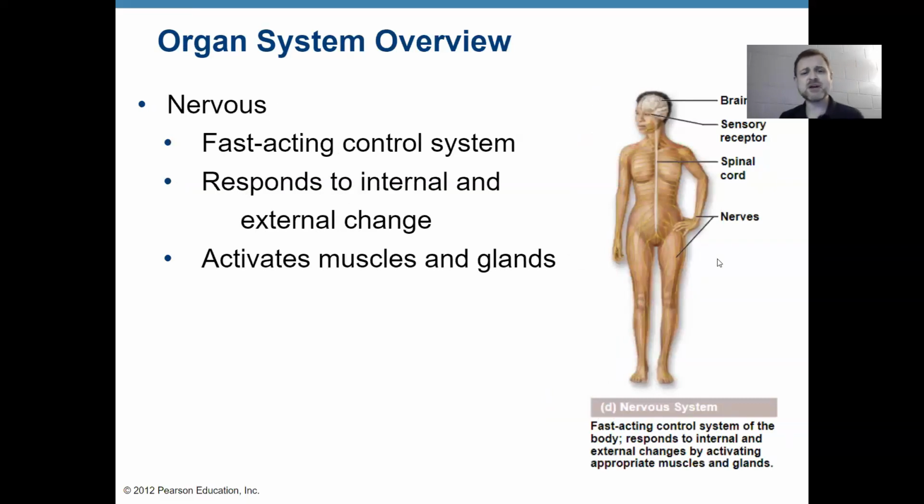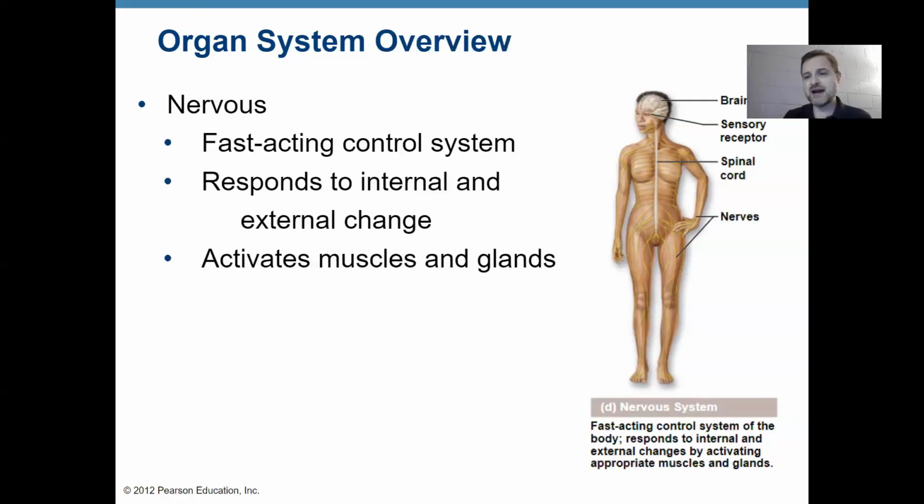The nervous system is called the fast-acting control system. Your body has two systems for communication. One is your nervous system. The other one is your endocrine system, which we'll talk about in just a minute. The nervous system is the fast-acting system because it happens faster than the endocrine system. And this is a way for your body to respond to internal change and external change.